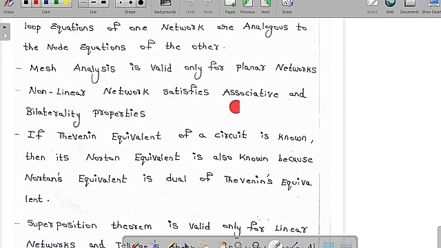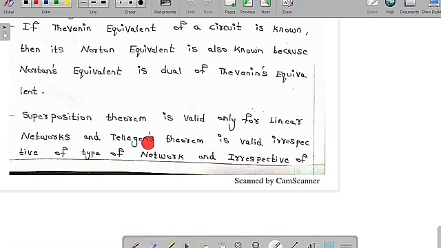Non-linear networks satisfy the associative and bilateral properties. As I have already told you, a non-linear network will satisfy both the associative and bilateral properties but not the superposition principle. If the Thevenin equivalent of a circuit is known, then its Norton equivalent is also known, because Norton's equivalent is the dual of Thevenin's equivalent. If you know the Thevenin equivalent, you can easily find the Norton equivalent because they are dual to each other.